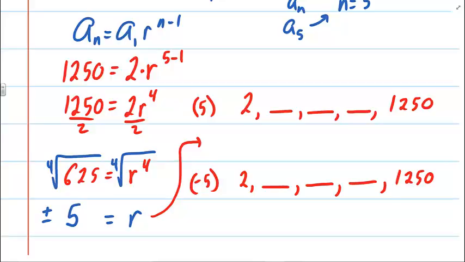If I used 5 on the top row, 2 times 5 is going to give me 10. Times 5 is going to give me 50. Times 5 is going to give me 250. And if you take that times 5 again, you'll get 1,250.